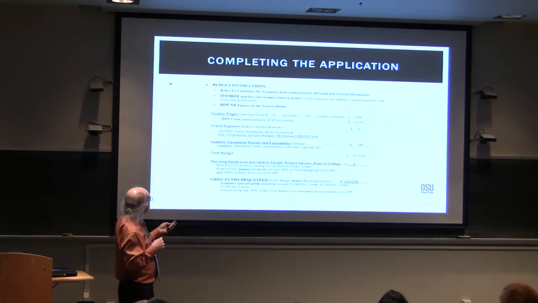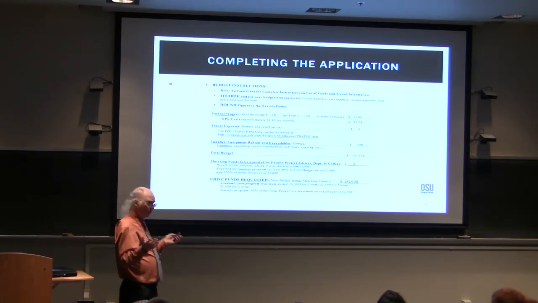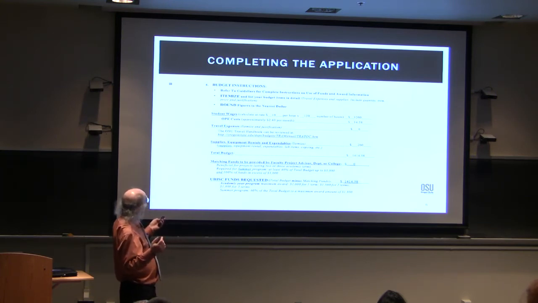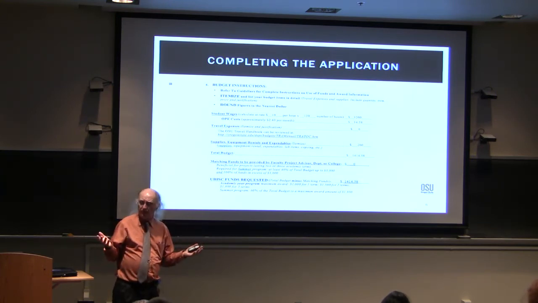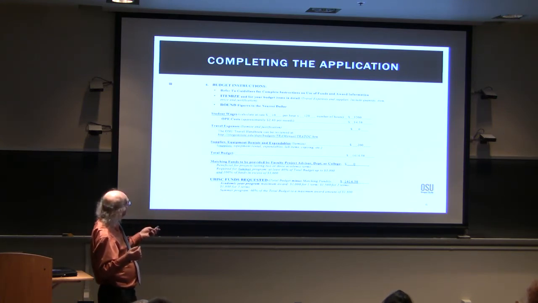Refer to the guidelines for complete instructions on the use of funds. Generally, yes, you want to look through that. I don't think you're going to find it overly interesting reading, to be honest with you. There are certain things you can't apply for, and I'll show you some of those at the end. Itemize and list your budget items in detail, so that's what this little summary is here. Include quantity, item, price, and justification.